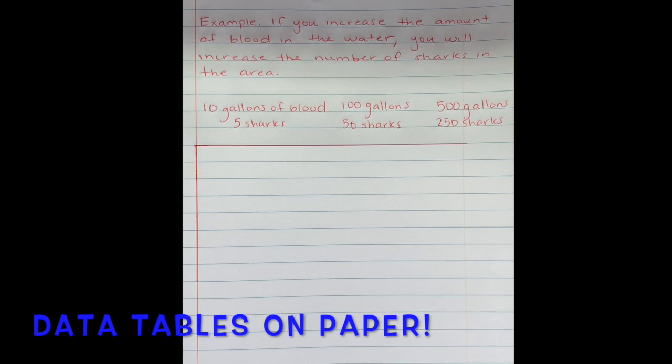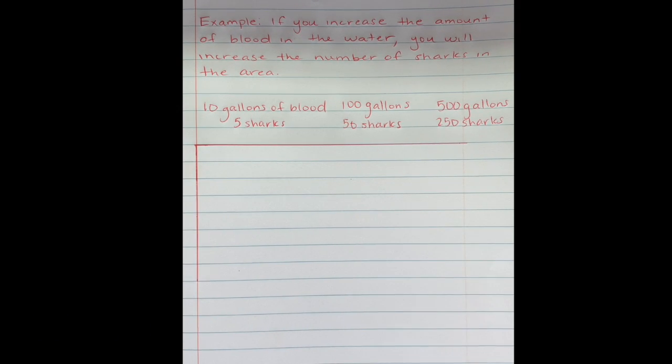Now let's look at how to create a data table in our notebook. So knowing the rules of how to create data tables, I know that I need to first identify my independent and dependent variables. If we look at this example of increasing the amount of blood in the water affecting the number of sharks in the area, I can determine the amount of blood in the water is my independent variable and the number of sharks is my dependent variable.